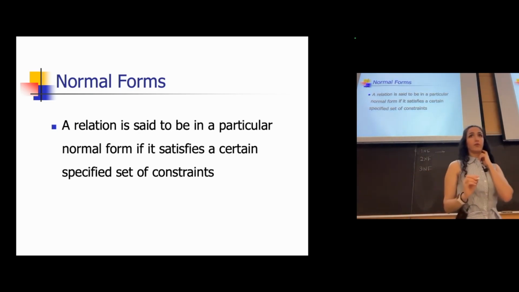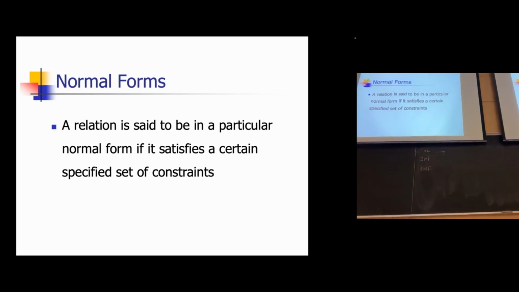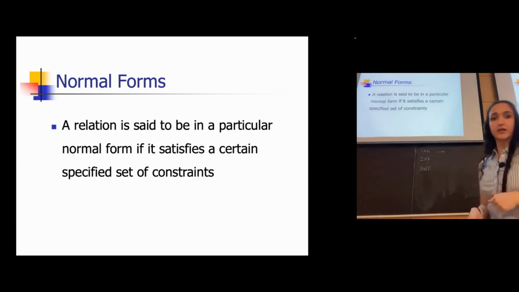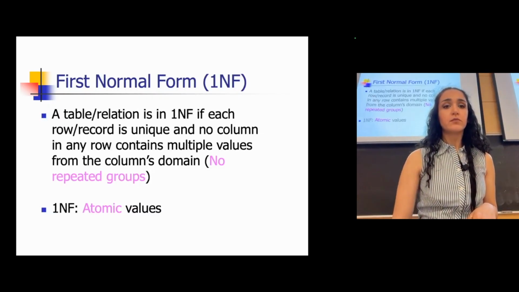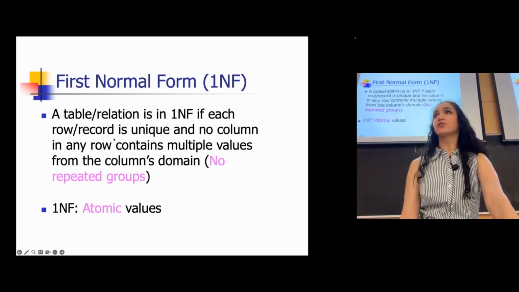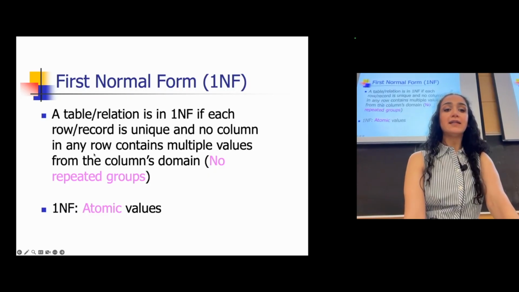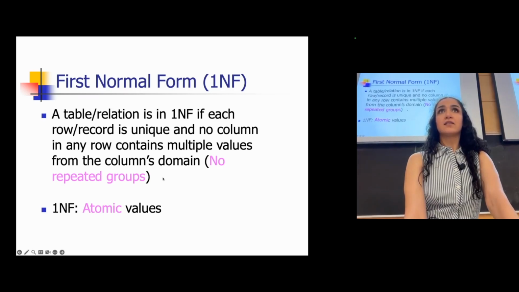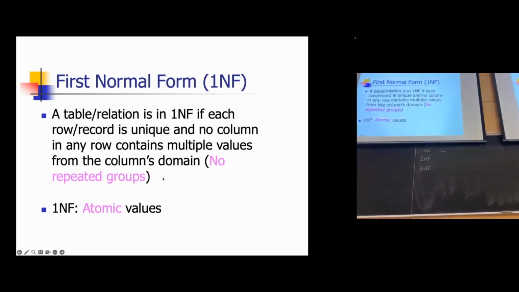So what is the first normal form? First normal form means that a table is in 1NF if there are no multiple values stored in one cell, or you have no repeated data, right? So a table is in 1NF if each record is unique, that is, you don't have duplicated records, right? And no column in any row contains multiple values, that is, no repeated groups. That's against atomicity, right? Do you remember when I was talking about atomic values? I mentioned we cannot store multiple values in one cell.